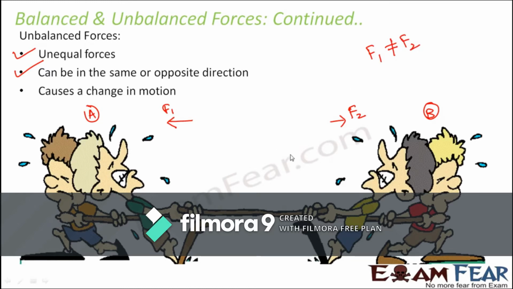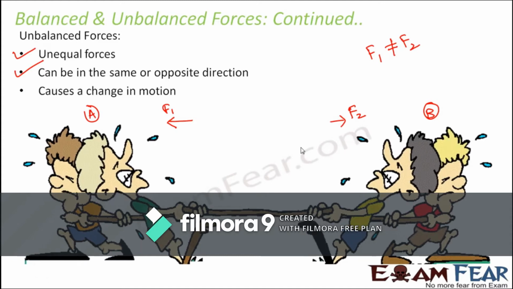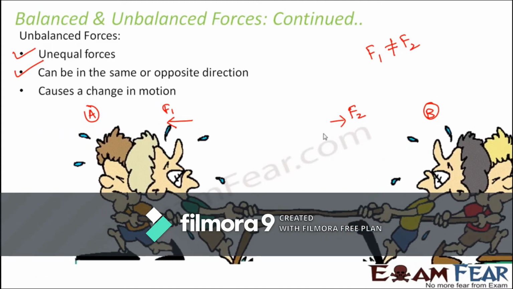If F1 is more, then the rope will tend to move in the direction of F1. If F2 is more, then the rope will move in the direction of F2. So in this case, as you can see, if these people are giving a greater force, that means if F2 is greater, the entire rope will move towards this direction. So in the case of unequal forces, there is a change in motion. A stationary object might move, or a moving object might come to rest. There could be some change in the state of motion. So these are unbalanced forces.